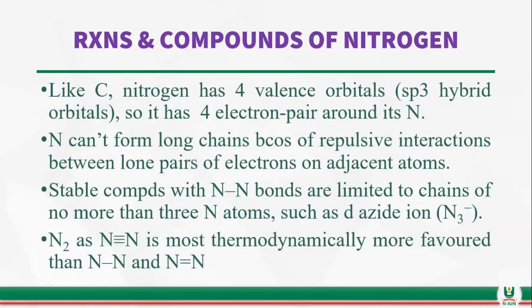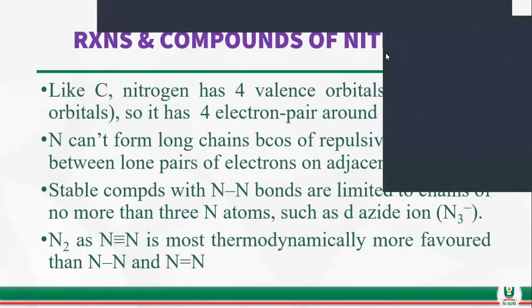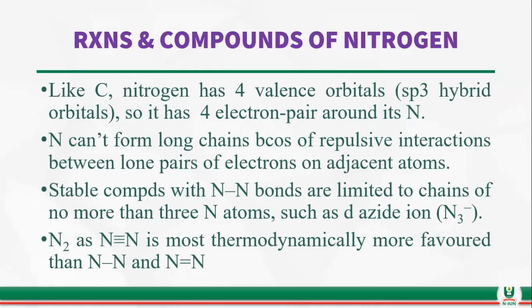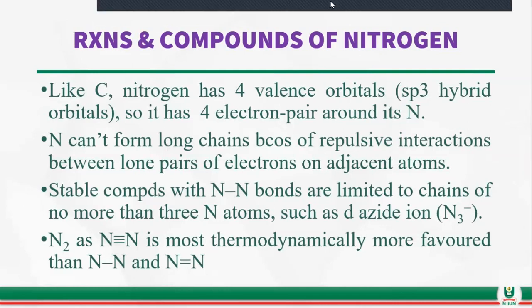Reaction of nitrogen. Like carbon, which is in group 14, nitrogen has 4 valence orbitals. So it has 4 electron pairs around the nitrogen center. Nitrogen can't form long chains because of repulsive interaction between the lone pairs of electrons on adjacent atoms.